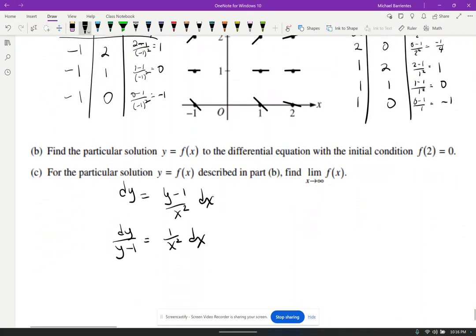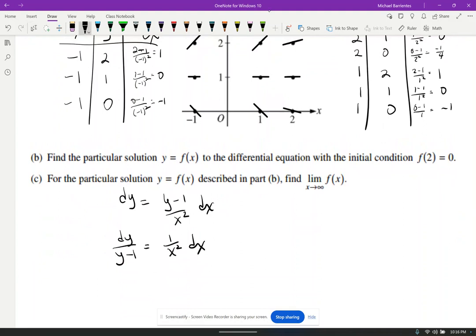For part B, we're supposed to find the particular solution to this differential equation, and we're supposed to use this initial condition. So I went ahead and separated the variables. I got to this point, and now I'm ready to take the antiderivative of each. I multiply dx on both sides, that reduced the dx on the left side, and then I noticed there was a y minus 1, so I divided both sides by y minus 1, and that left me with this. I'm ready to take the antiderivative.